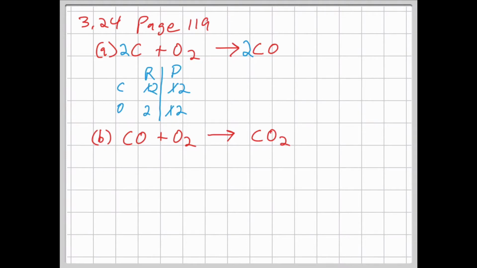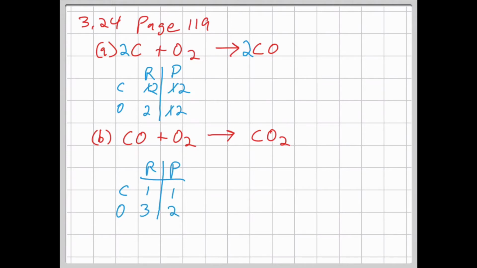So with the B problem, we have carbon monoxide plus oxygen gives us carbon dioxide. In this case, I'm going to write it down again with my reactant side and my products. We'll see on the reactant side, we have carbon and oxygen, and on the product side, we also have carbon and oxygen. We have 1 and 1 for carbon, and then with oxygen, we have 3 and 2.